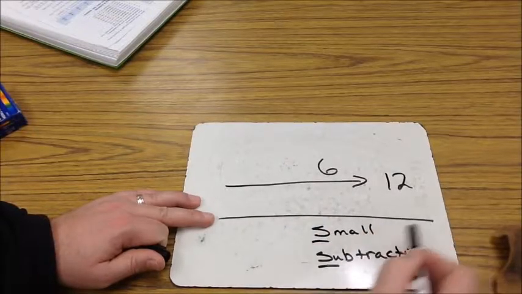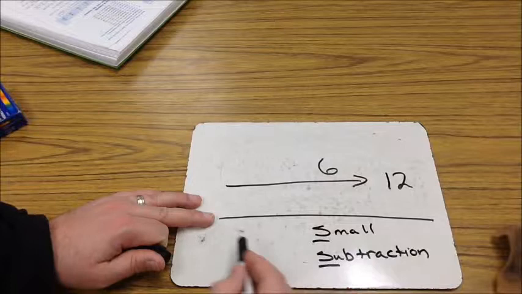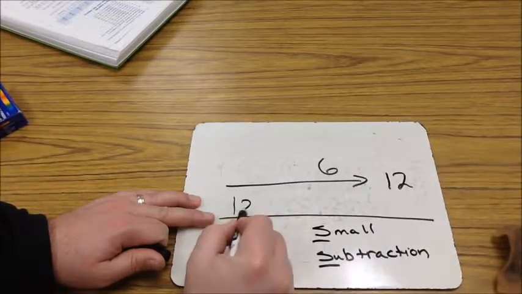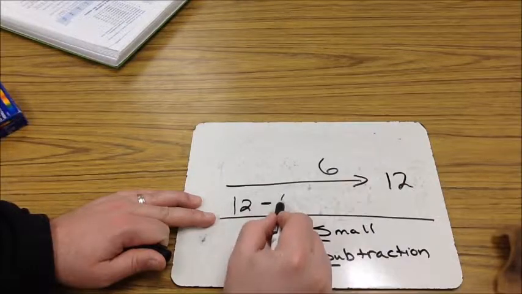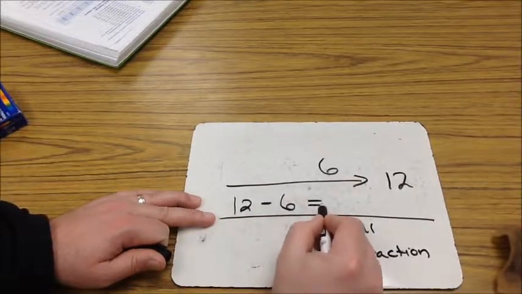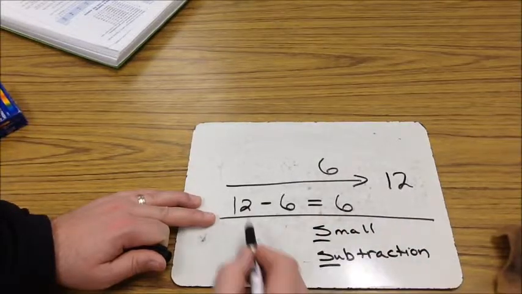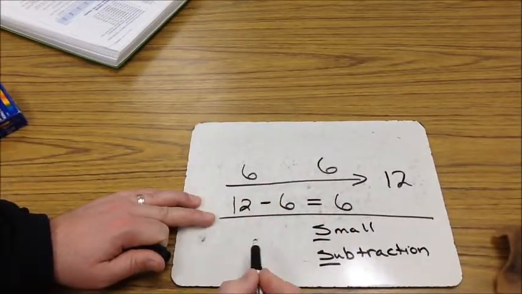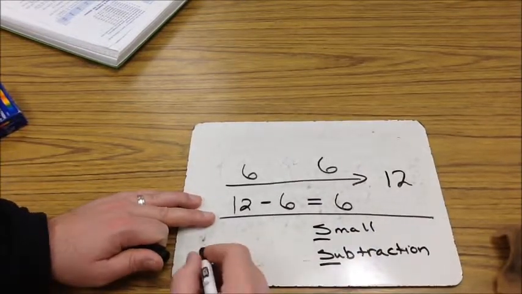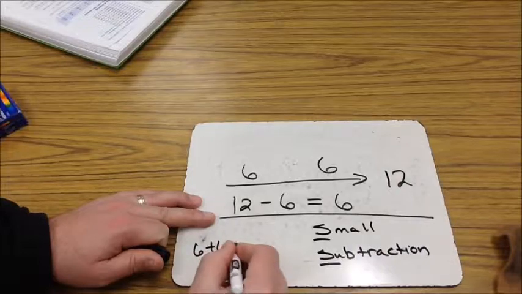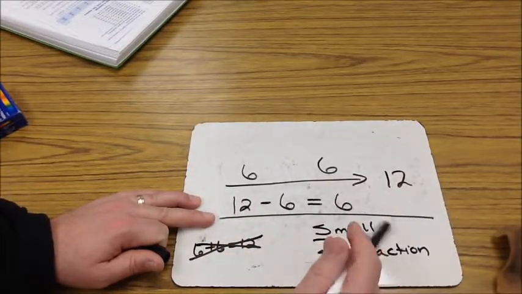And in my workbook, it might look like this with that line underneath to write my equation. So first I start with the big number. I know I'm missing a small number, so I'm going to subtract. And if I subtract 12 minus 6, I get 6. Remember, if this is how you solved it, doing subtraction, you won't write on this line 6 plus 6 equals 12. That's not how you solved it. You solved it this way.